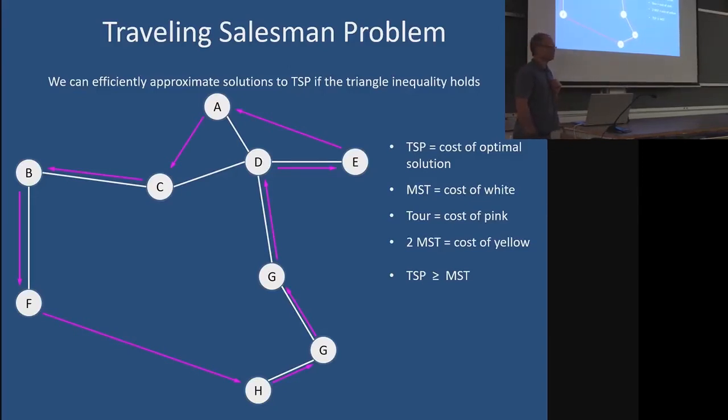Okay. So anyway, TSP is greater than or equal to MST. And then I say 2 times MST is greater than or equal to that peak tour.